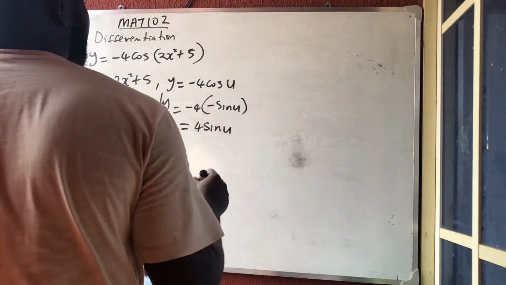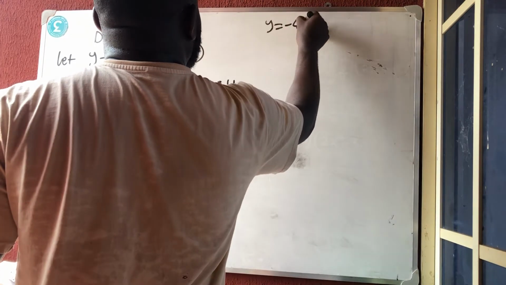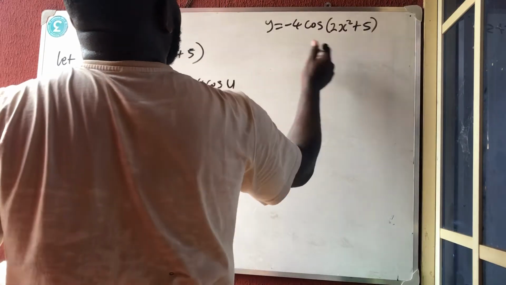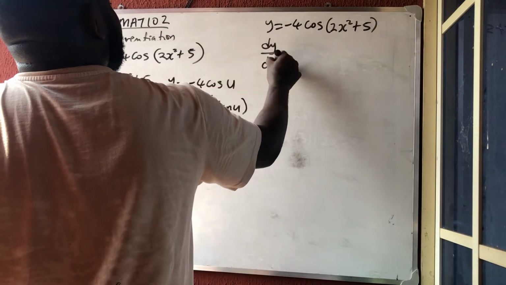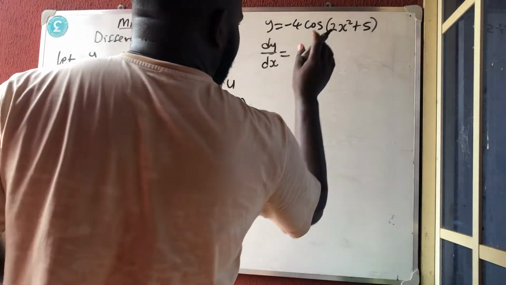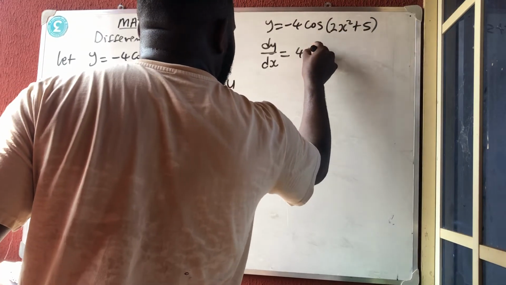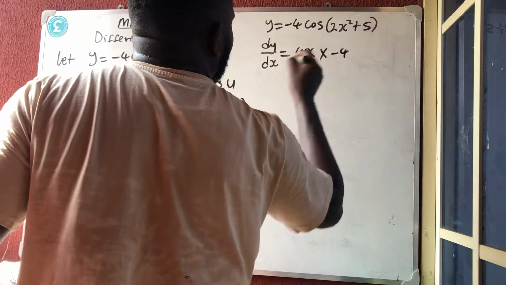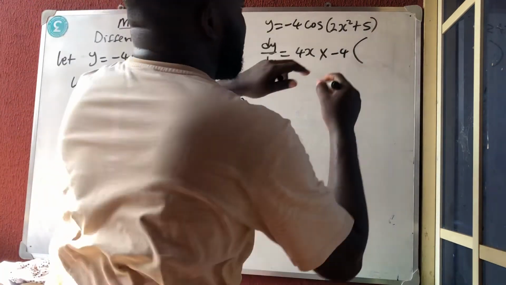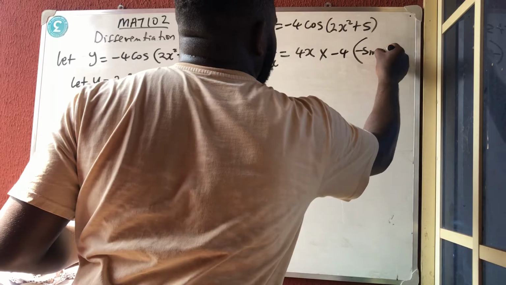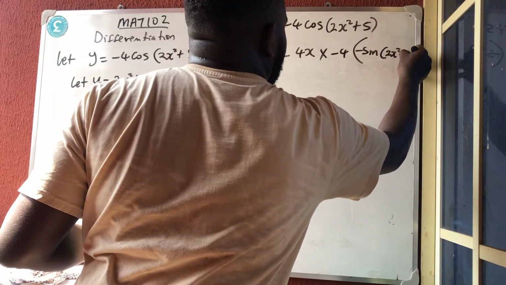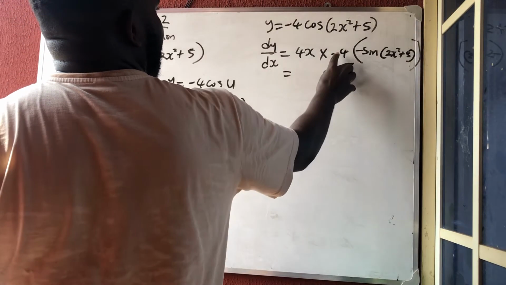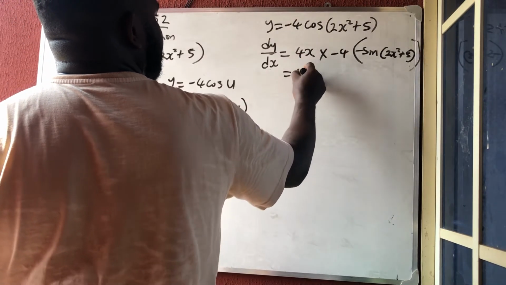So let's use the shortcut again. Y is equal to minus 4 cos 2x squared plus 5, which will give you what? That dy dx is equal to, differentiate the bracket first to give you 4x. Differentiating everything is what? Bring down your minus 4. Differentiation of cos something is what? Minus sin that thing. Minus sin 2x squared plus 5. Okay? So what do we have now? Minus minus is plus. 4 times this, I'm having 16x.